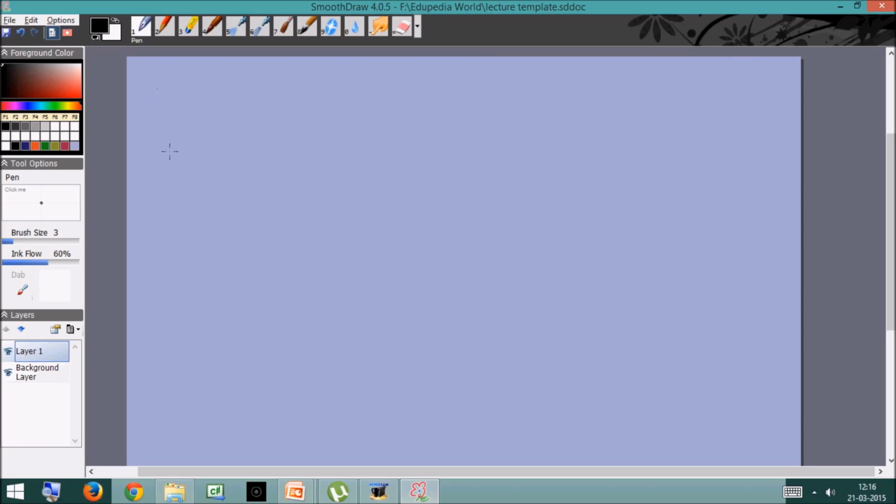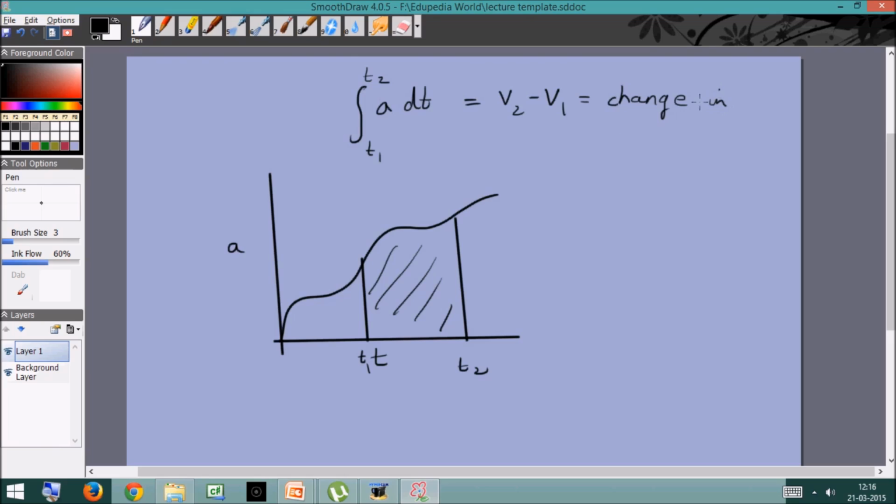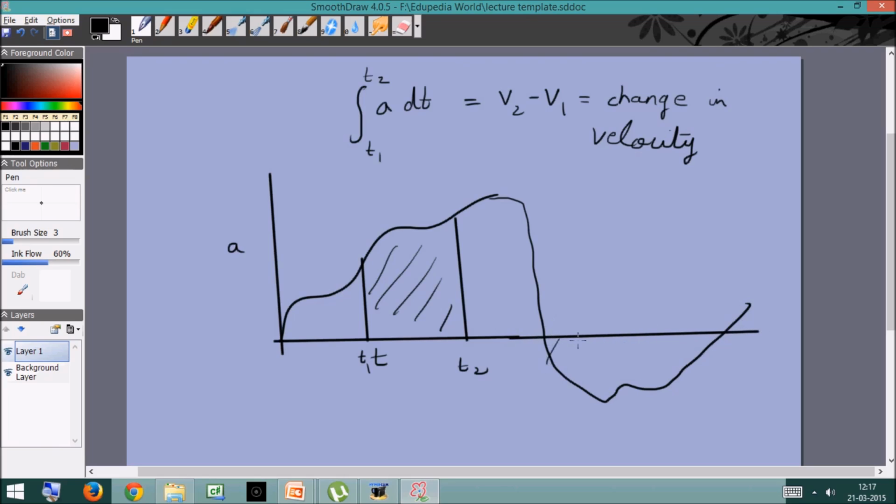Similarly, if we wanted to, we could look at the acceleration versus time graph. The area under the acceleration time graph between 2 points t1 and t2 would have the value equal to the integral of a dt from t1 to t2. But a dt is dv, so this would be equal to v2 minus v1, which is the change in velocity. If the curve goes below the x-axis, then the area is considered to be negative.